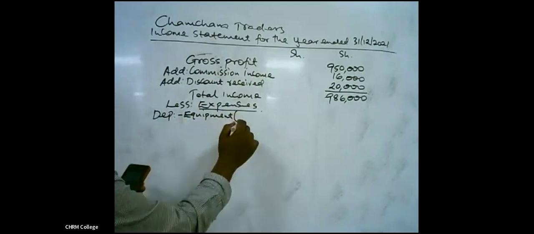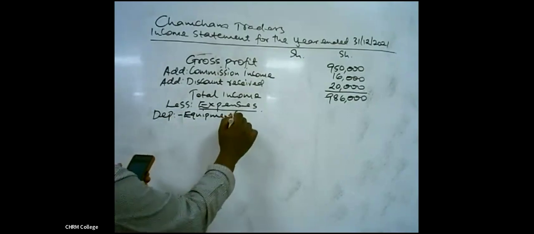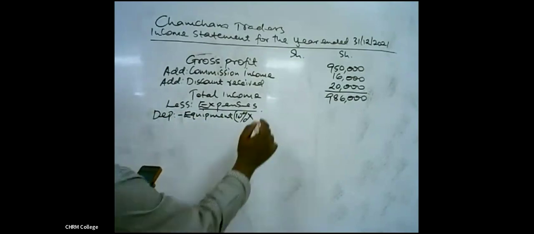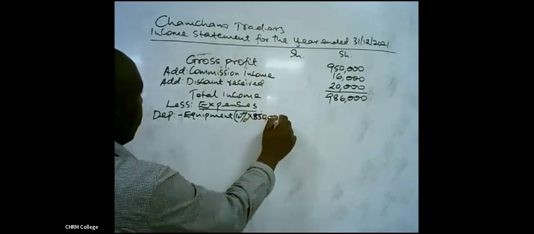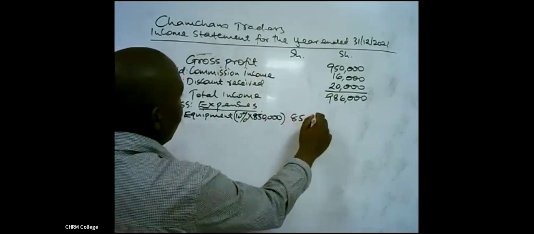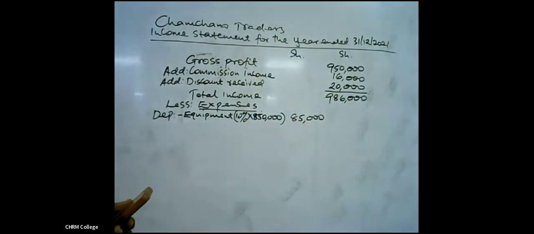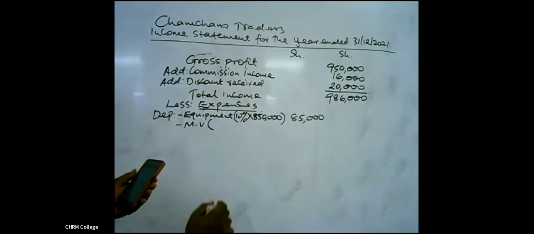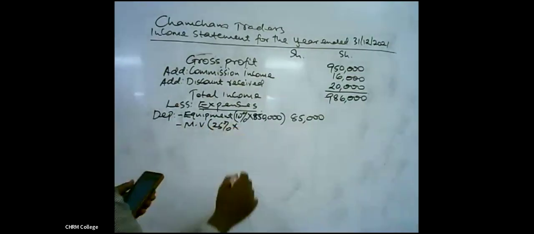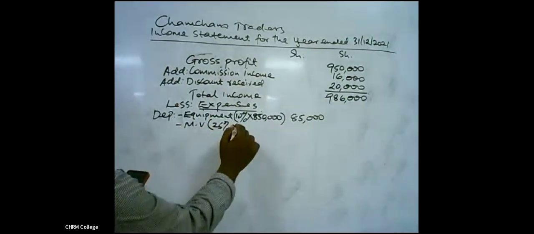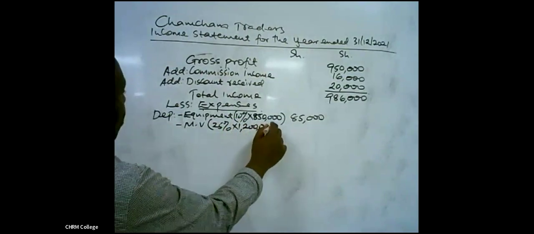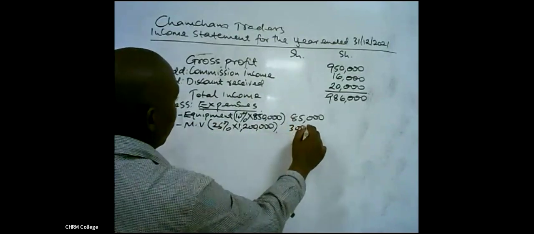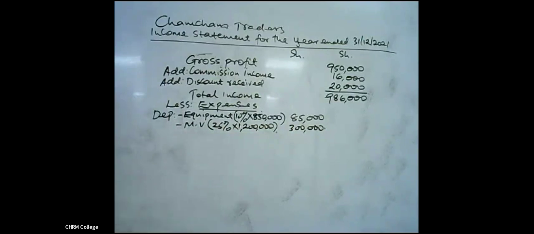With the depreciation on equipment, we are told it is 10% on cost. So we do 10% times the cost of the equipment, which is 50,000. If you do that, you get 5,000 as the depreciation for equipment. For motor vehicle, we are told it is 25% of the cost. The cost of the motor vehicle is 1,200,000, which will be equal to 300,000. That is 25% of 1.2 million.